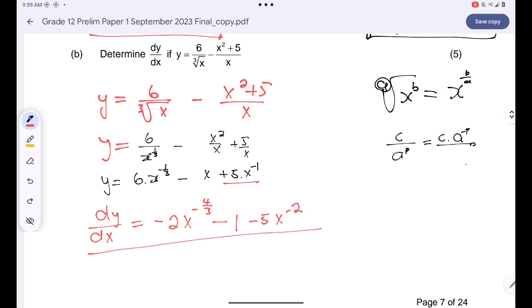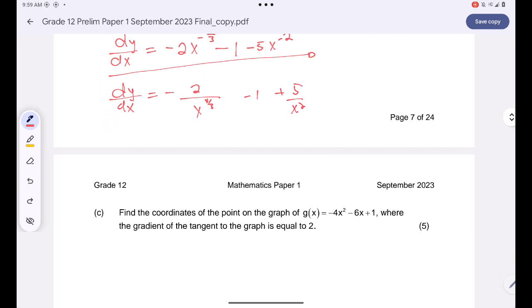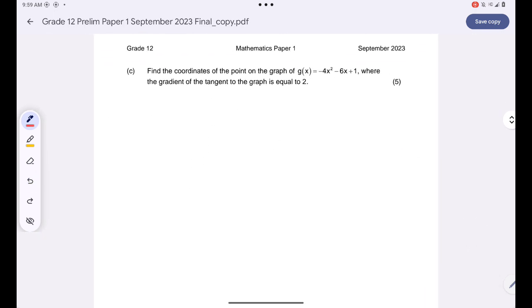By just doing this, guys, we are done. But if you want to leave your answer in positive exponents, you are more than welcome to do so. We'll end up having dy over dx is equal to negative 2 all over x to the power 4 over 3, minus 1, plus 5 over x squared. You can change this as well into surd form if you want to. So that's how, guys, you're supposed to determine your derivative over there.